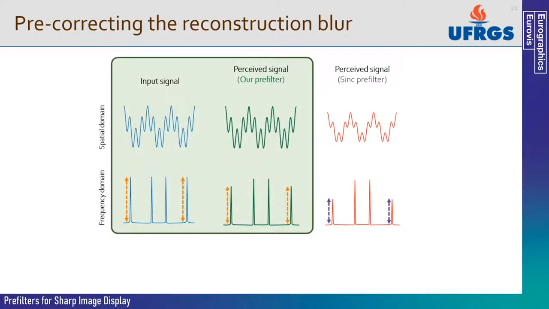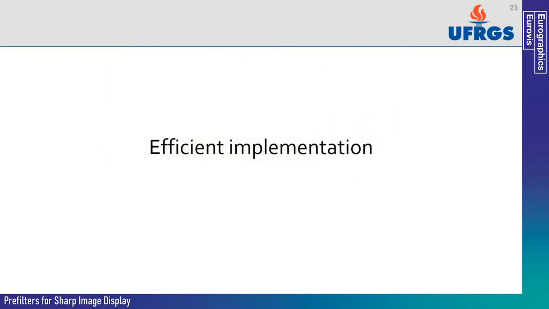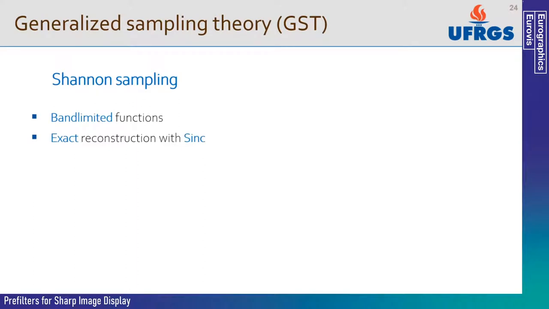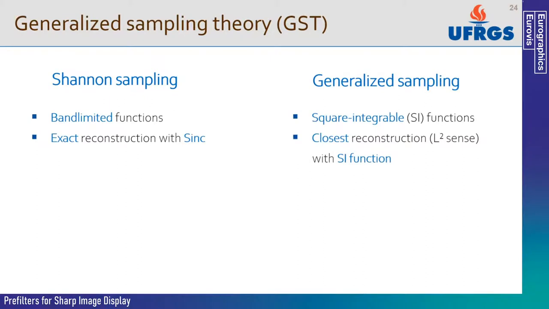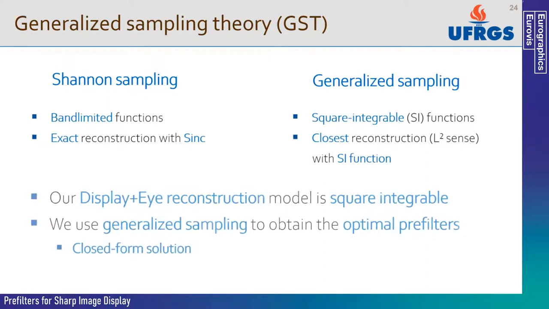As we can see, the spectrum of the perceived signal prefiltered with our technique is much closer to the input signal. Also notice that any anti-aliasing filter other than sinc would attenuate high frequencies even more. We efficiently implement our prefilter using the tools from generalized sampling theory. While Shannon sampling theory deals with exact reconstruction of band-limited functions, generalized sampling deals with optimal approximation of square integrable functions in an L2 sense, since our display plus eye reconstruction model is expressed as a square integrable kernel. We use generalized sampling to obtain the optimal prefilters.